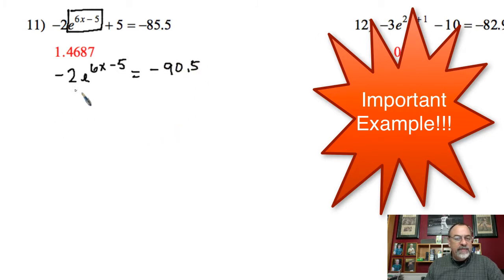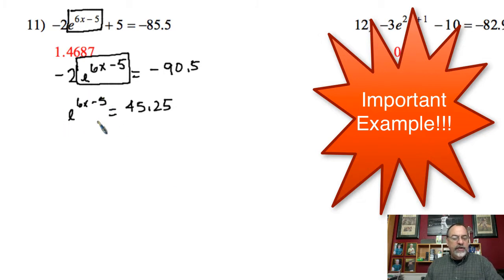Alright, and then we're going to divide by negative 2 because again, what I'm trying to isolate is this term right here. So it still has this being multiplied by negative 2. So we're going to have e to the 6x minus 5 then is equal to this negative divided by negative, so it's going to be positive. And 90.5 divided by 2 comes out to be 45.25. Okay? Now that we have this term isolated, we can undo this exponent by taking a logarithm.